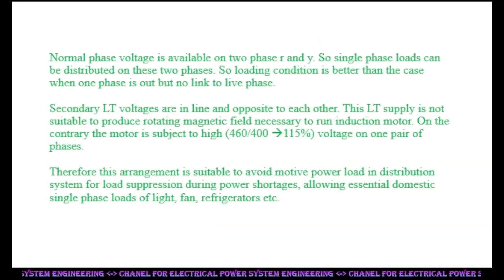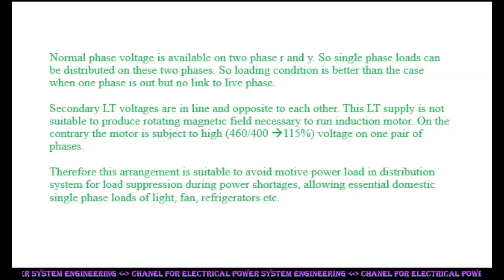Normal phase voltage is available on phases R and Y. So single-phase loads can be distributed on these two phases. So the loading condition is better than the case when one phase is out but not linked to a live phase. Secondary LT voltages are in line and opposite to each other. This LT supply is not suitable to produce the rotating magnetic field necessary to run an induction motor. On the contrary, the motor is subject to a high 460 by 400, even 15% voltage, on one pair of phases.